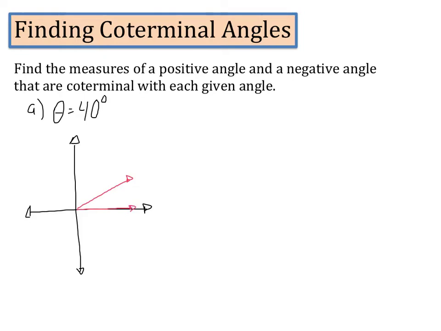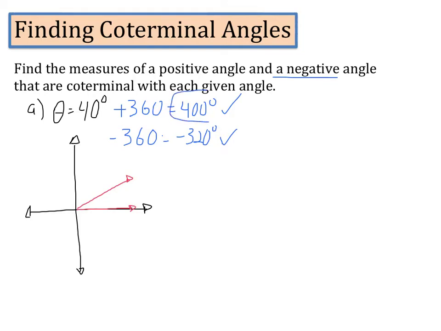Now to find coterminal angles, all we want to do is add 360, which gives us 400 degrees. And that's our positive, so we're good there. And then we need a negative, so we subtract 360. And we end up with negative 320. Now these both make sense. Let's draw both of these.